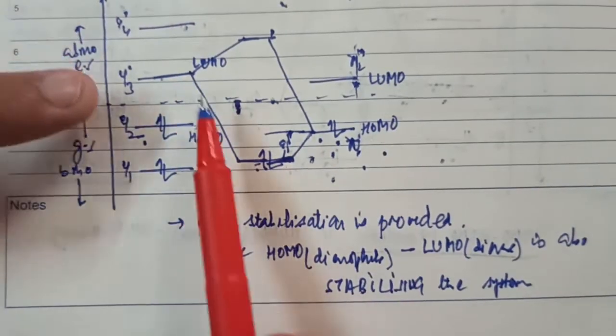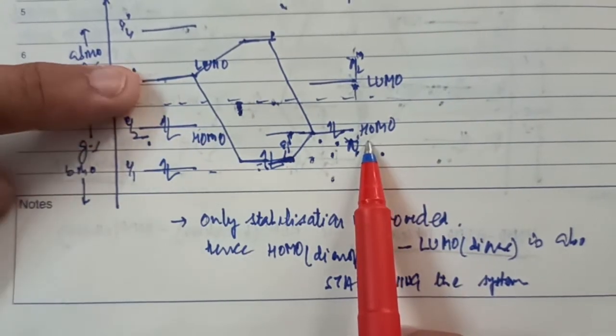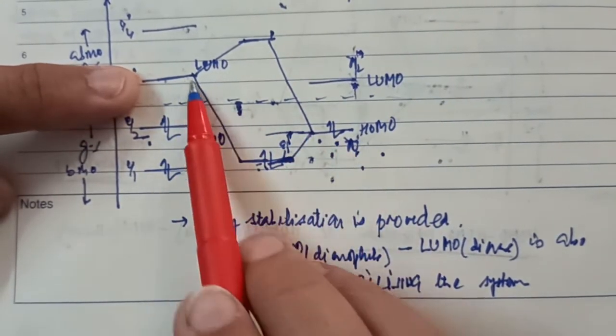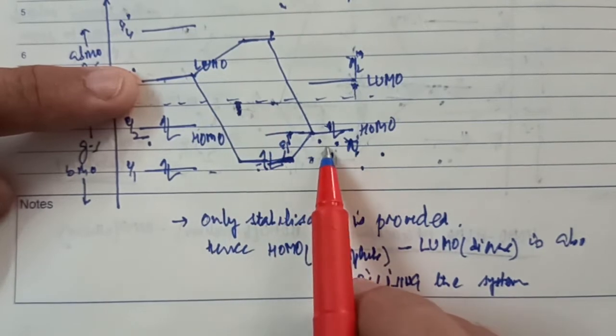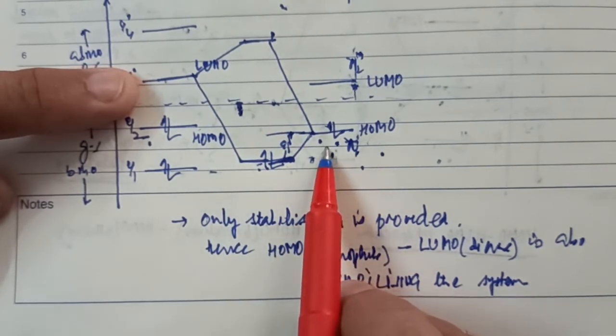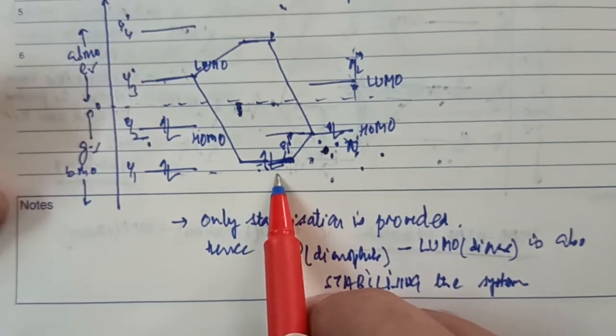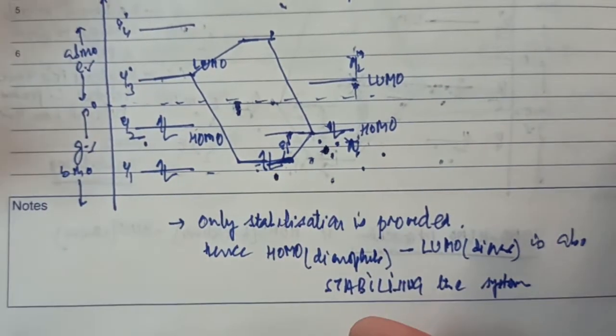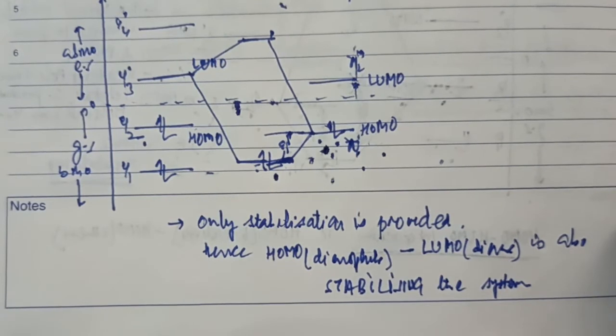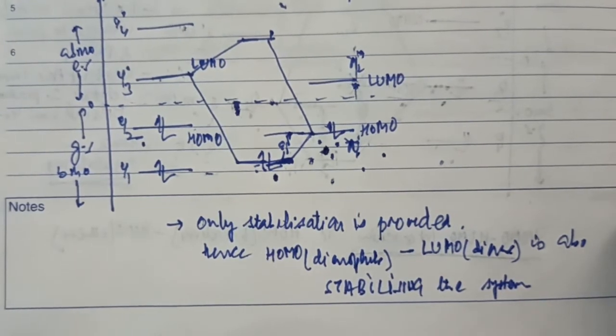However, in the case of the HOMO of the dienophile with the LUMO of the diene, the energy gap is comparatively large, and since the energy gap is large, the extent of perturbation or interaction is less, and since interaction is less, the stability provided is also less. Whatever the extent of stability, the fact is that the HOMO-LUMO interaction of either system will bring stability to the system.